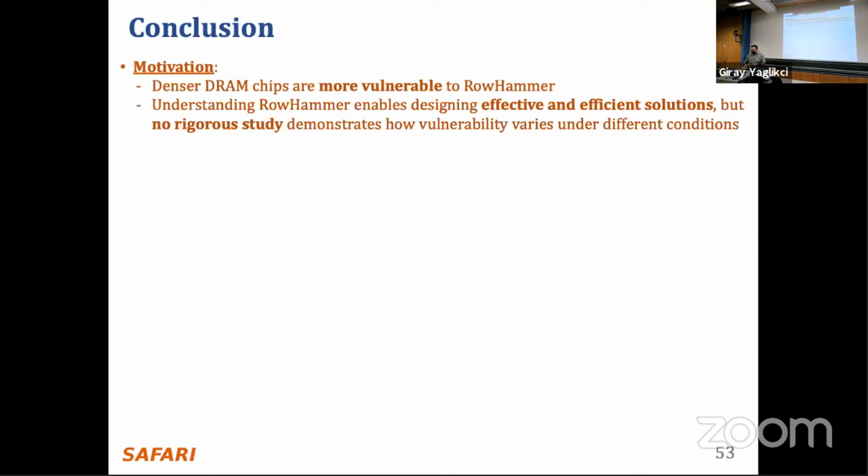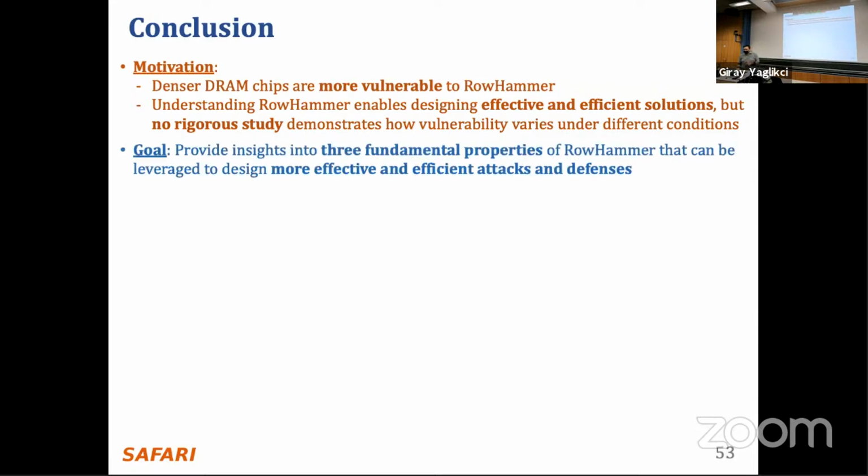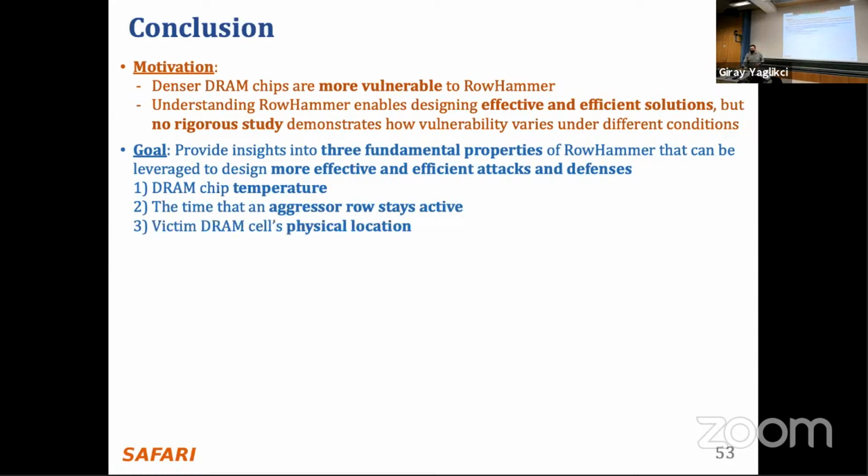So to conclude, denser DRAM chips are more vulnerable to RowHammer, and understanding RowHammer is critical to find effective solutions. However, no rigorous study demonstrates how this vulnerability varies under different conditions. And in this work, our goal was to provide insights into 3 fundamental properties of RowHammer that can be leveraged to design more effective and efficient attacks and defenses. The first one was DRAM chip temperature. The second one is the time that an aggressive row stays active. And the third one was the victim DRAM cell's physical location.